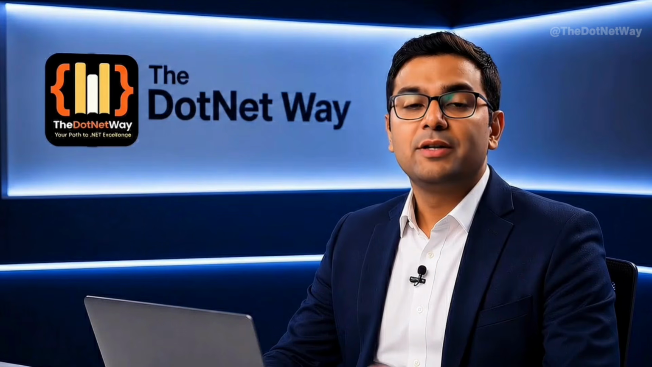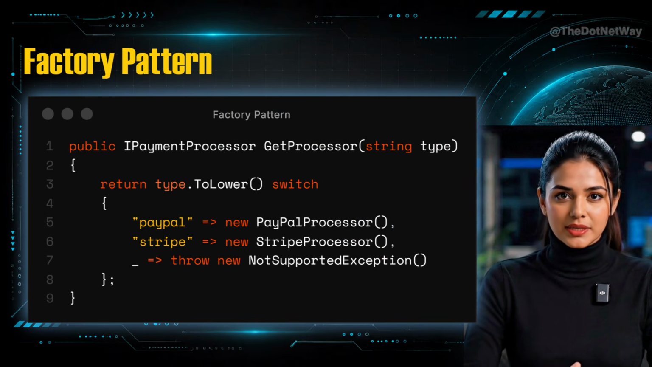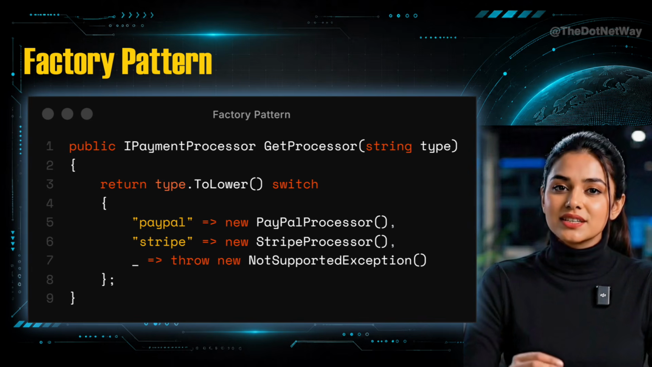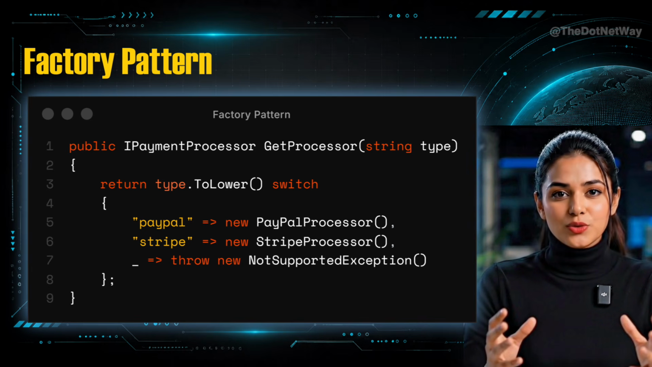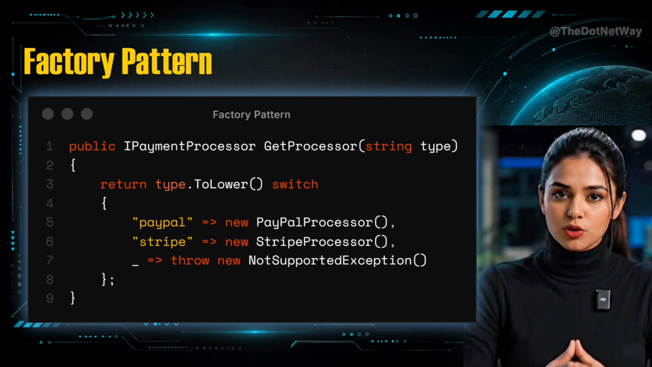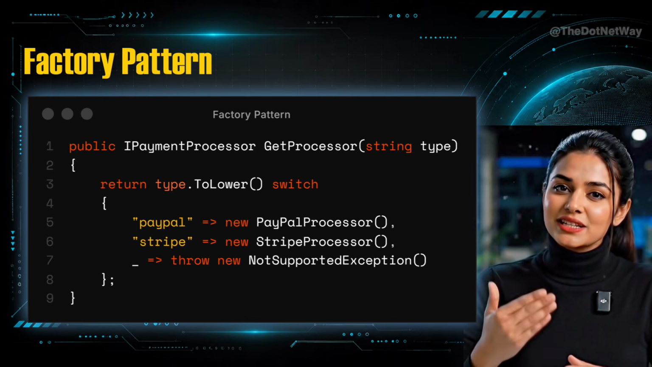What is the factory pattern? Show us a real-world example. The factory pattern creates objects without exposing the complex creation logic to the client. Looking at this snippet, depending on the string passed into the method, the factory uses a C# switch expression to instantiate and return the correct processor, like PayPal or Stripe, while keeping the controller completely unaware of the setup logic.